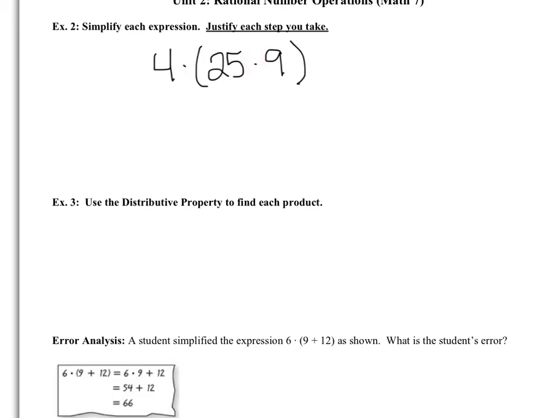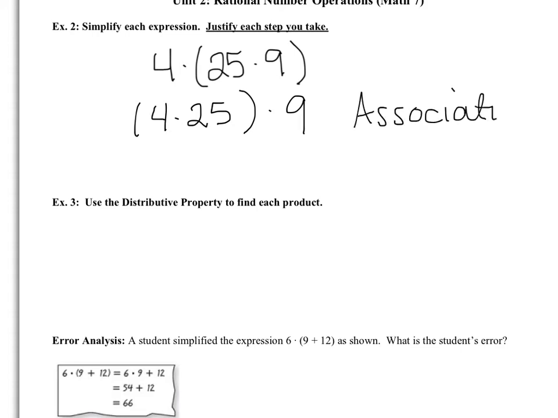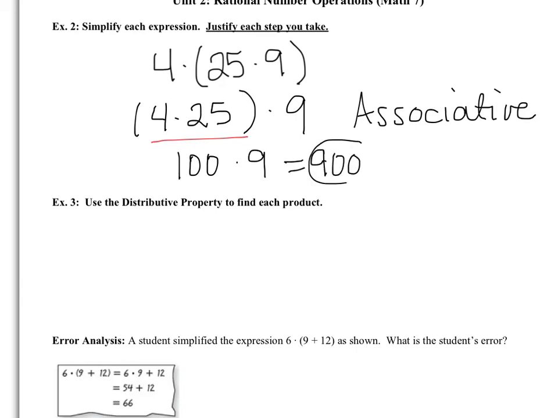First of all, I notice that both operations are multiplication, and I've got my trademark parentheses, so that means that I could probably use that associative property. Instead of doing 25 times 9 first, I'm going to focus on 4 times 25. So these two are my friends, and 9 is on the outside. And I'm going to justify it by writing down the associative property. That's what I used. Then I can do my 4 times 25, which is 100, and 100 times 9 is 900. Done.